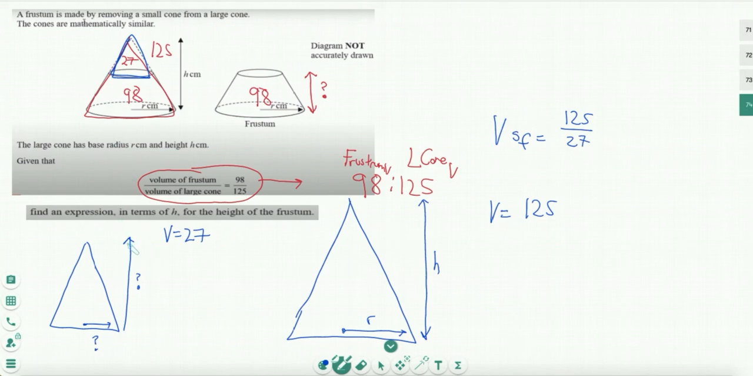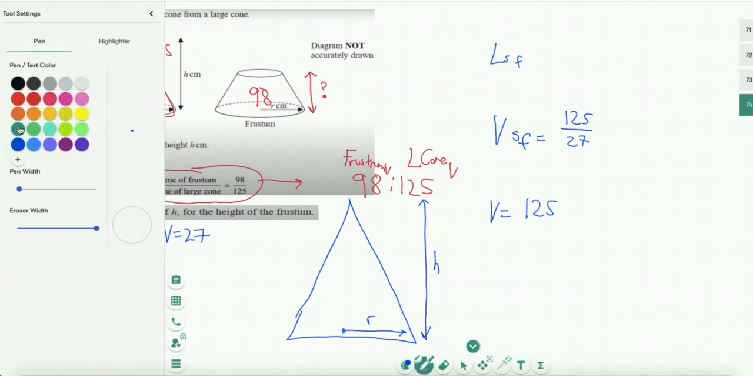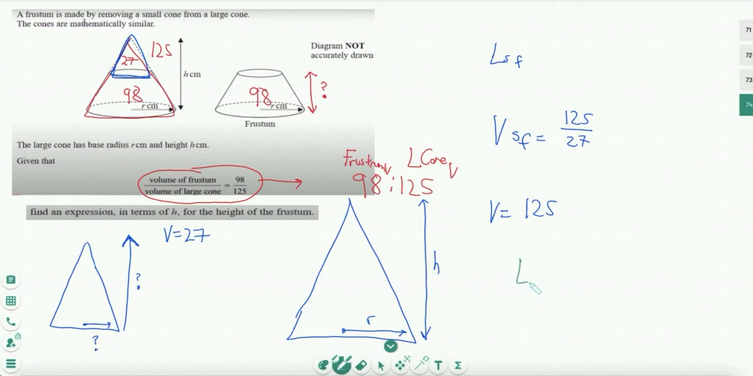Now, we want to find an expression for the height, okay? Well, height is referring to the length, so we have to find the length scale factor. Let's look at our cheat sheet again. If the length scale factor is s, the area scale factor is s squared, and the volume scale factor is s cubed. Now, we know the volume scale factor, so we can say s cubed is equal to 125 over 27, and we want to find the length scale factor, which is s.